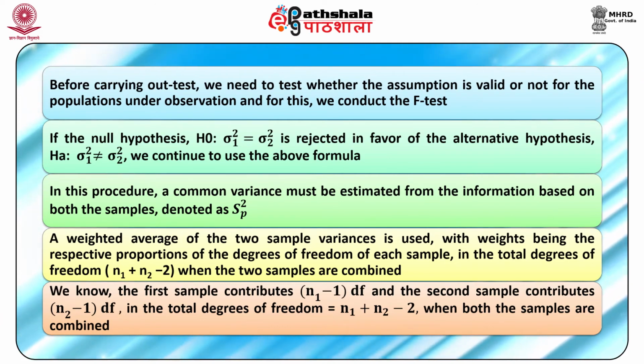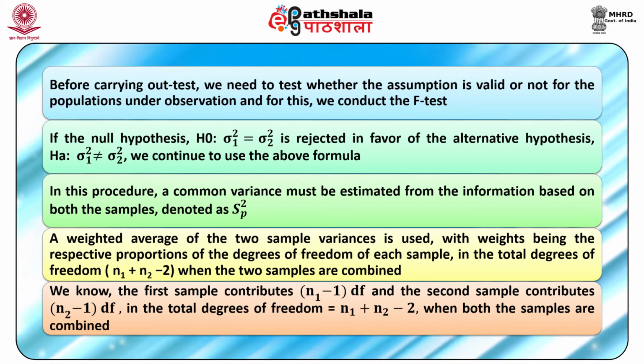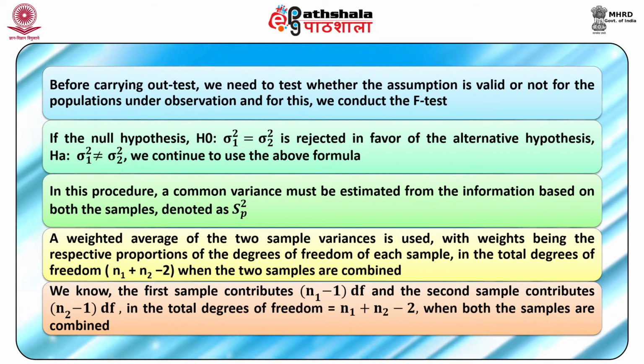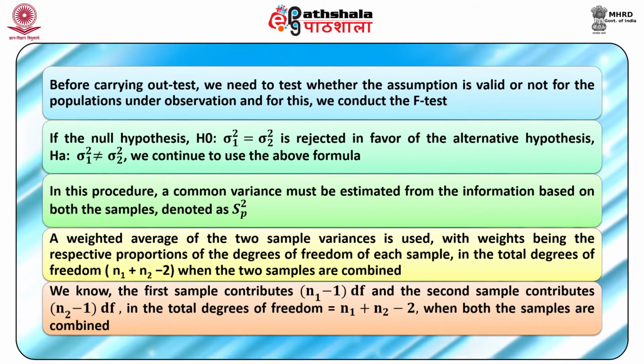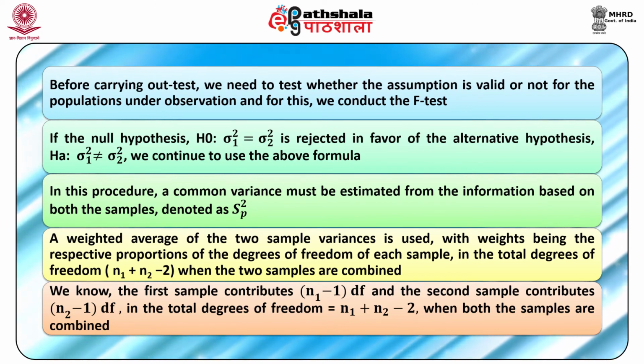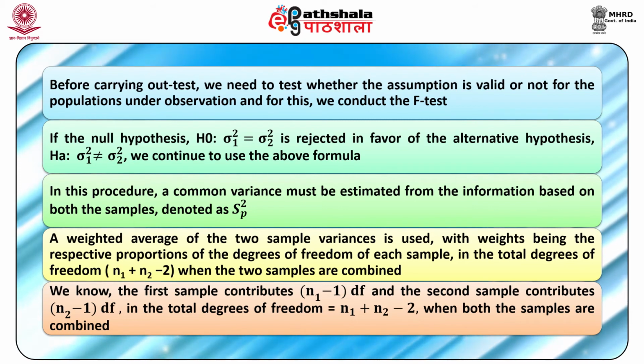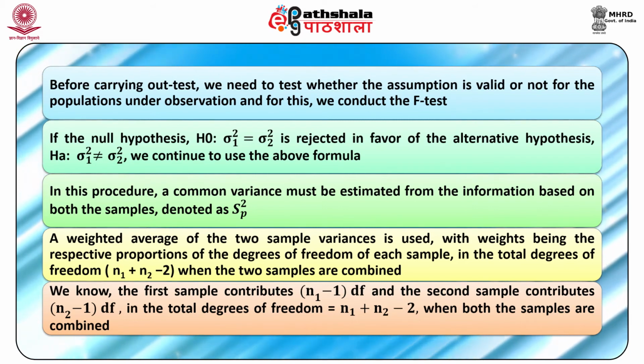However, if the null is not rejected, meaning the two populations have equal variances, then we use the pooled t procedure for testing the difference of the means. In this procedure, a common variance must be estimated from the information in both samples, which could be denoted as Sp², where p is for pooled and S² is the joint variance.